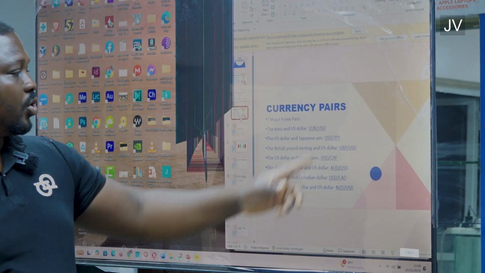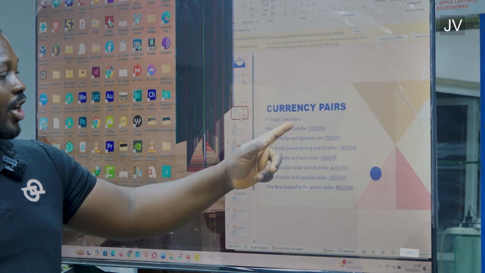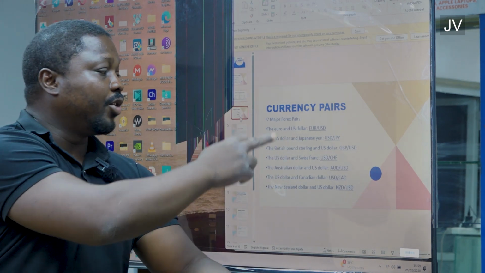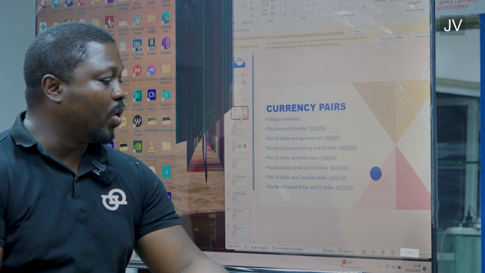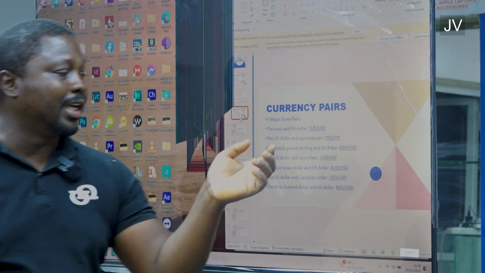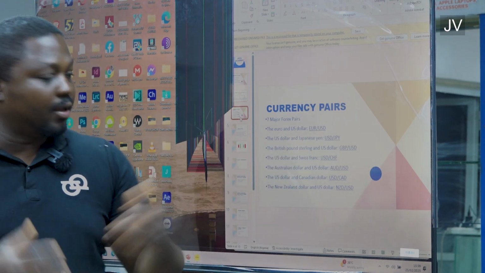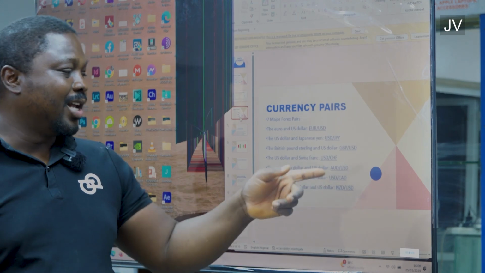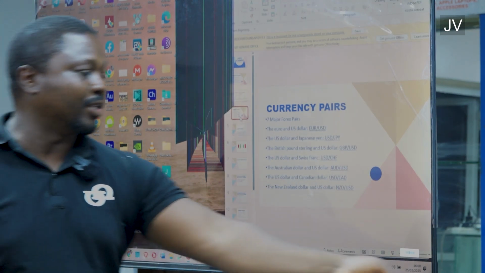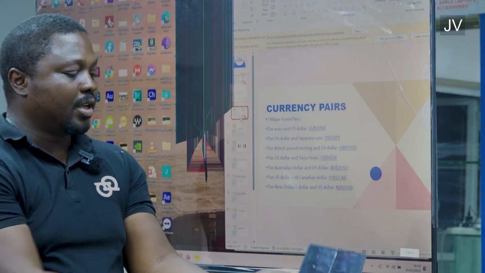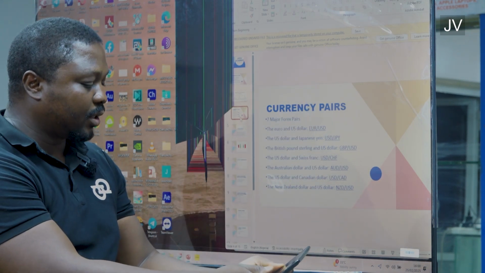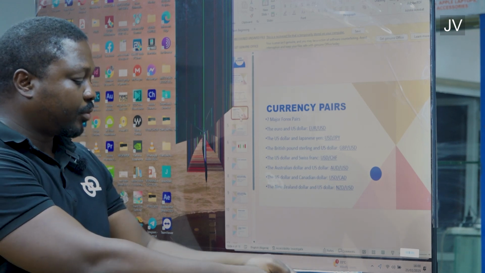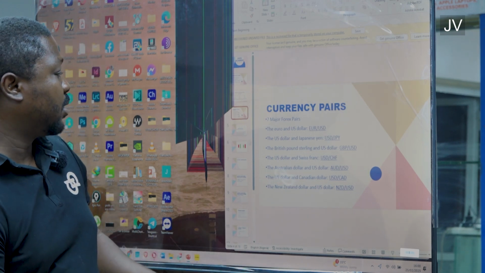Let's move on. So currency pairs, the seven major Forex pairs. These are the major ones. Can you see it? Euro USD, the US dollar, and the Japanese yen. You can see that all of them share USD in common. New Zealand USD and so on. You can see them here. Those are the major pairs that we have. Then let's move on to the next one.